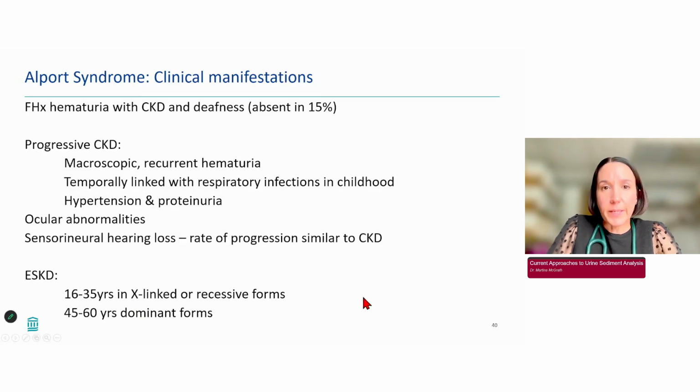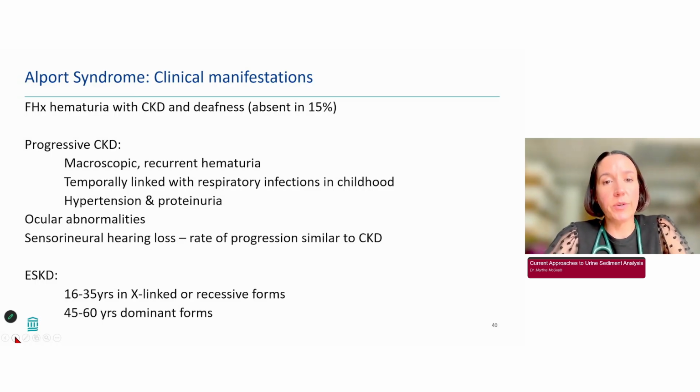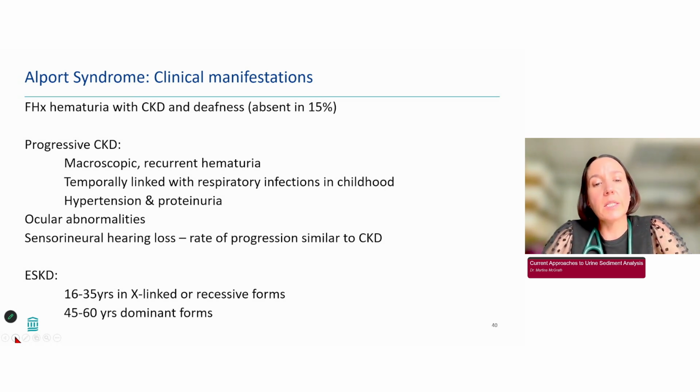Patients typically present with a family history of CKD and deafness, but this can be absent in 15%. The clinical presentation is macroscopic recurrent hematuria, which is temporally linked with respiratory infections in childhood, and patients then develop hypertension and proteinuria. There can be ocular and sensorineural hearing loss, and this tends to progress at the same rate as the chronic kidney disease. In the X-linked and recessive forms, we see end-stage kidney disease between the ages of 16 and 35, so very early in life, whereas the dominant forms tend to present after the age of 45.